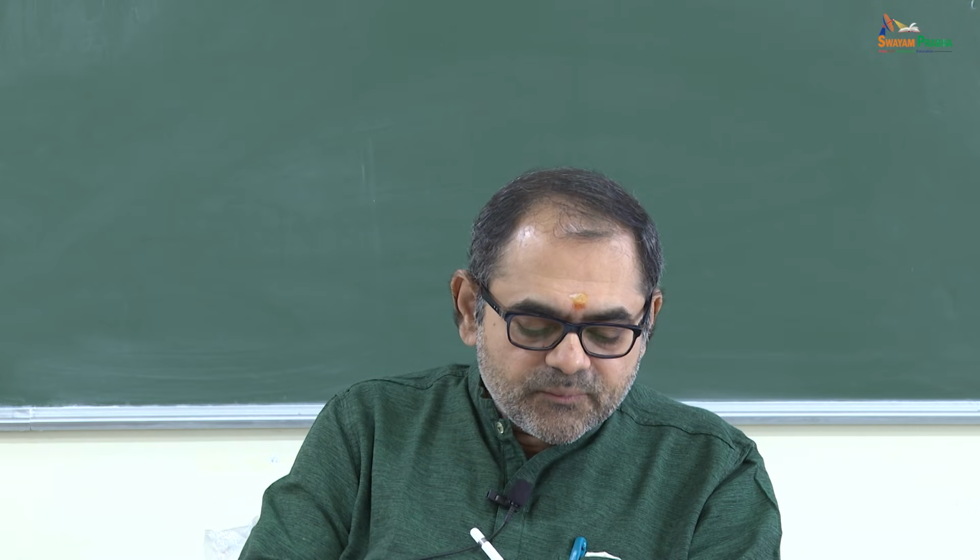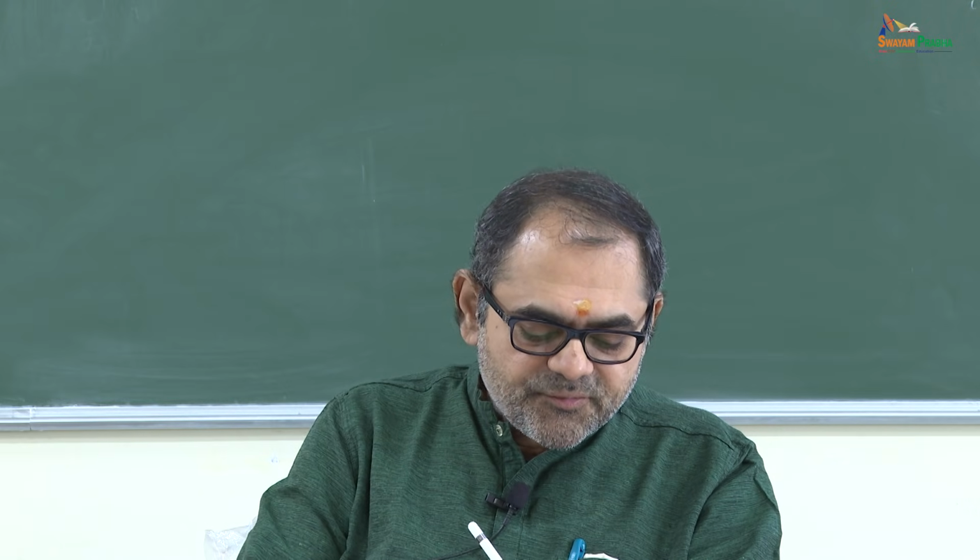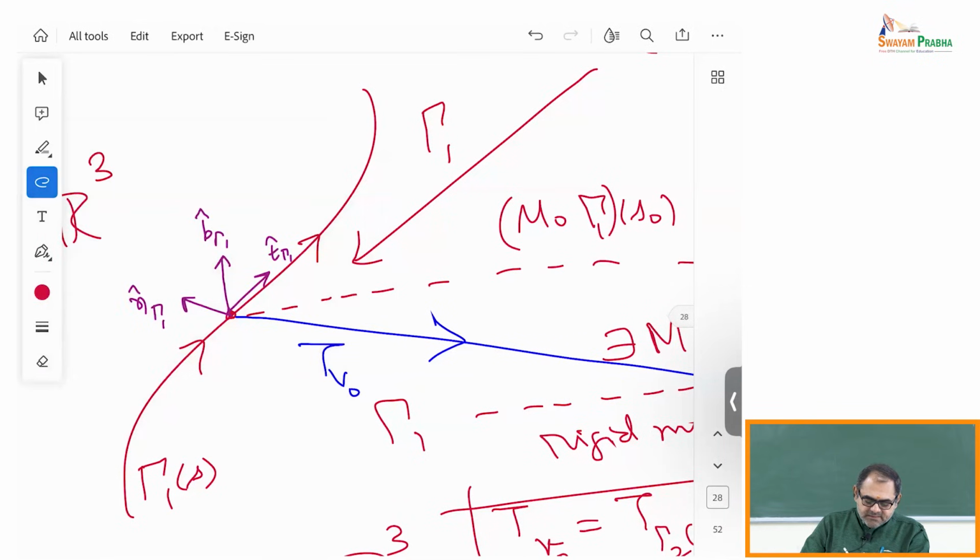And this point, let me draw this, this is gamma 1 of S naught. Therefore, this is n gamma 1 at S naught, this is b gamma 1 at S naught, and this is t gamma 1 at S naught. So I get this Frenet-Serret frame here. Mind you, this is perpendicular to this, this is perpendicular to this, and these two are also perpendicular. It's a right-handed orthonormal frame.